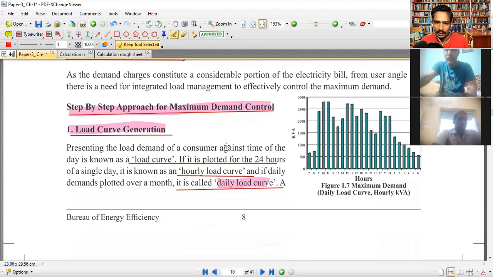This totally goes to the end-user utility system. This is load curve generation. Load curve generation is a day curve, a 24-hour curve, showing what load is going on. They measure the kVA, for example at 7 hours, 8 hours, and calculate how much maximum demand there is, using the load curve.